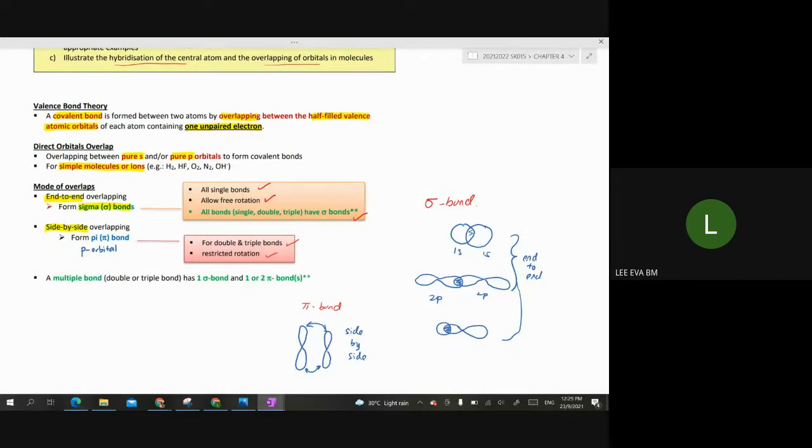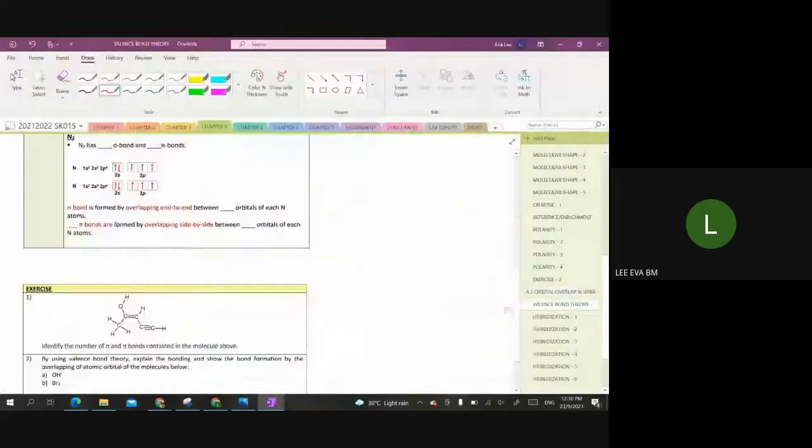Kalau bandingkan dengan sigma bond, single bond, rotating very easy. So this is free rotation, single bond, but when you have double bond or triple bond, you cannot twist it. So that is what we say about restricted rotation. Are you okay? Yes. Yes, madam. Okay. Noted. So over here, multiple bond, double or triple, has one sigma and one or two pi bond. So this one we will show and look at the next example. Okay, so over here.